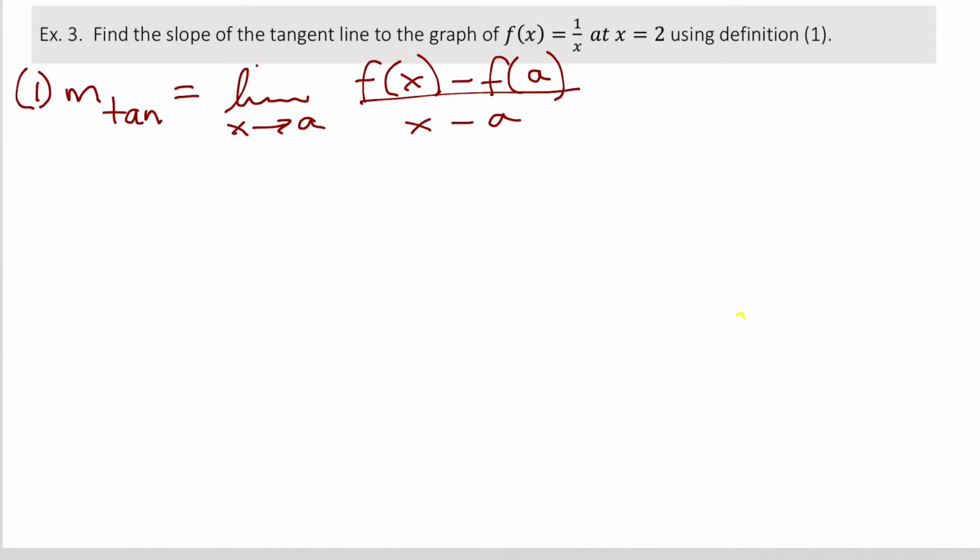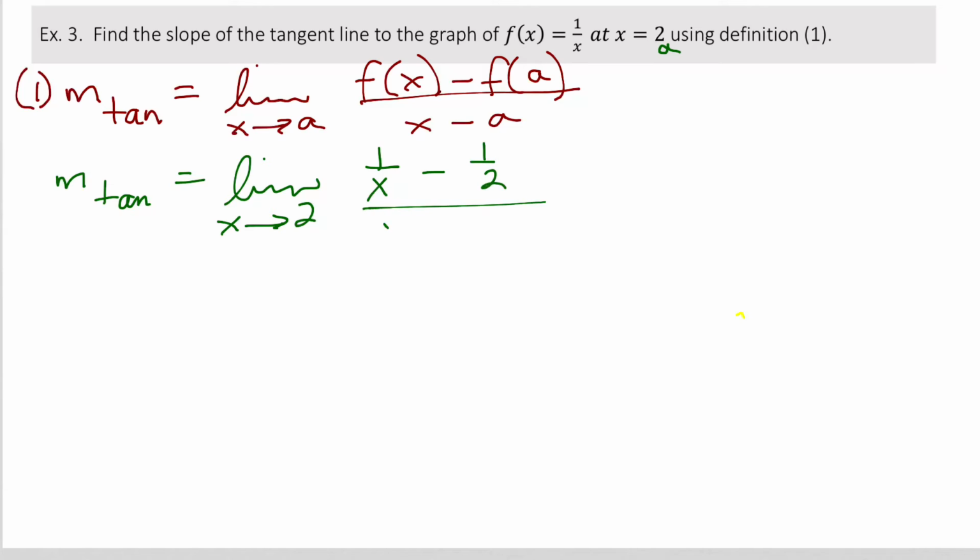So example 3 says, find the slope of the tangent line to the graph of a new function, f of x is 1 over x this time, at x is equal to 2, using definition 1. So I wrote definition 1 down, and we're going to do our substitutions. So the slope of the tangent line is equal to the limit as x approaches 2 this time. This is your a here, of f of x. F of x is 1 over x, minus f of a. A is 2, so that's 1 over 2, divided by x minus 2.